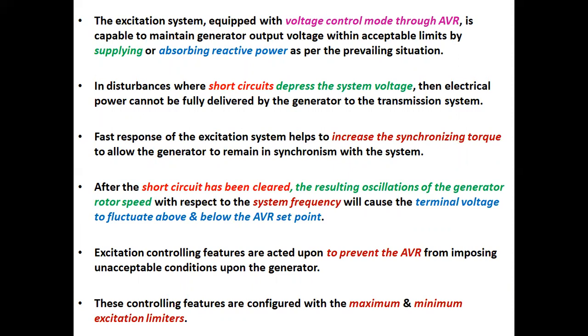After the short circuit has been cleared, the resulting oscillations of the generator rotor speed with respect to the system frequency will cause the terminal voltage to fluctuate above and below the AVR set point. Excitation controlling features are acted upon to prevent the AVR from imposing unacceptable conditions upon the generator. These controlling features are configured with the maximum and minimum excitation limiters.